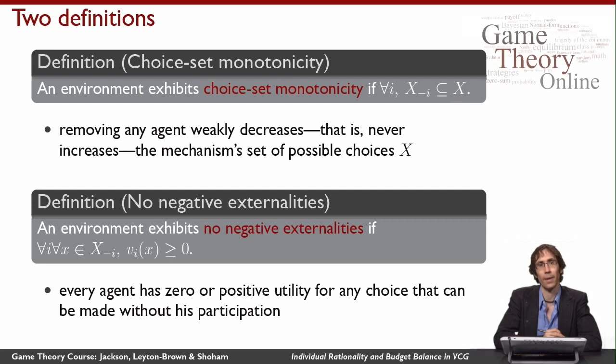The second assumption that I'll make is called no negative externalities. And I'll say that we have no negative externalities if for all agents and all choices that can be made without that agent, the agent's own valuation for each of these choices is non-negative. So in other words, when you get dropped from the mechanism, it isn't possible for the mechanism to choose something that actually causes you pain. It might choose something that you like less well than what it chooses when you are present, but it can't choose something for which you have negative utility.